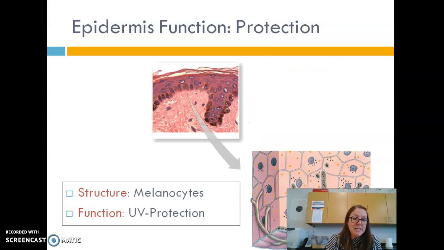Also within the epidermis, there's another type of protection, UV protection. Here's how that works. In kind of the same location as those beginning keratinocytes, at the base of the epidermis, we have the other type of cell that I want to highlight in the epidermis. They're called melanocytes. And the job of melanocytes is to provide UV protection. Now, how do they actually do that?